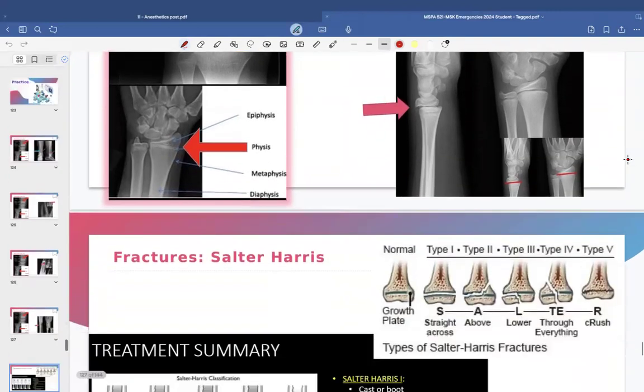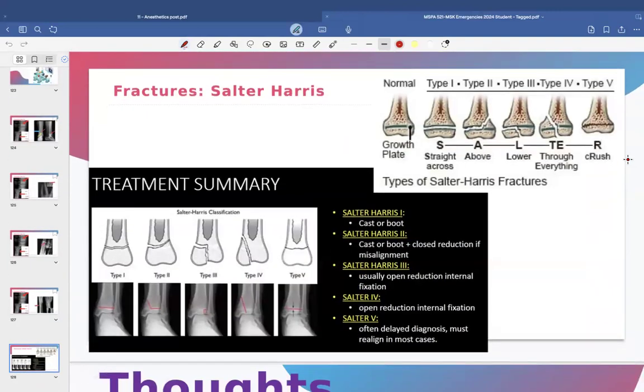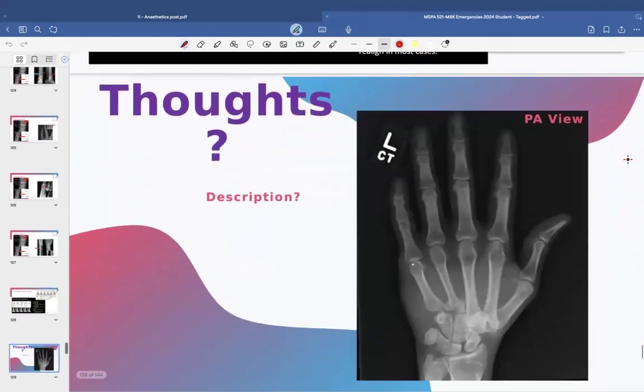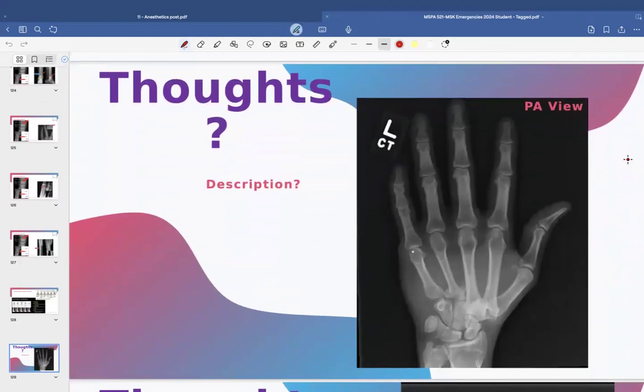Oh, here's the Salter Harris question. We did pointers. We'll do more. Okay. Describe this guy. What else do you want to get done? What do you need to see to help you diagnose? Lateral, CT. Here's your other view. Oh. Not good. Carpal, metacarpal, carpal.